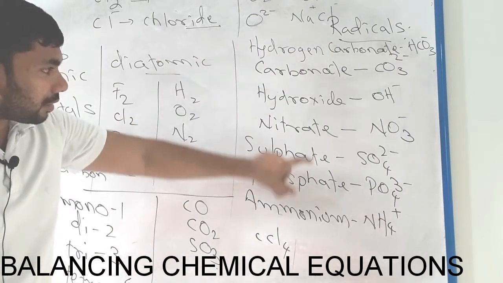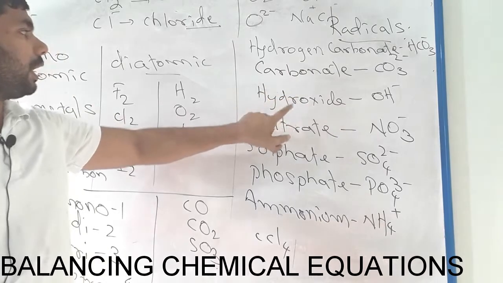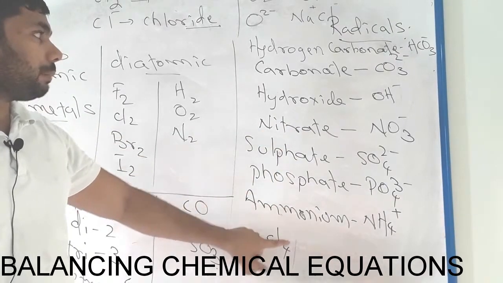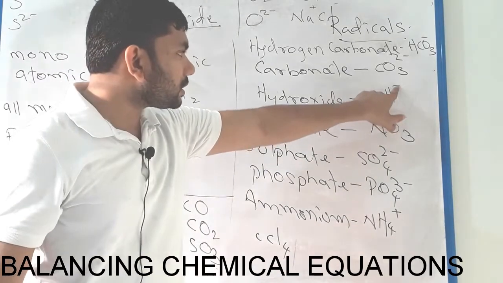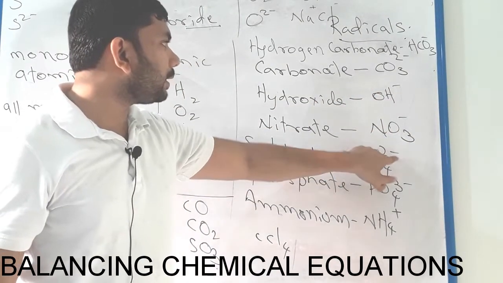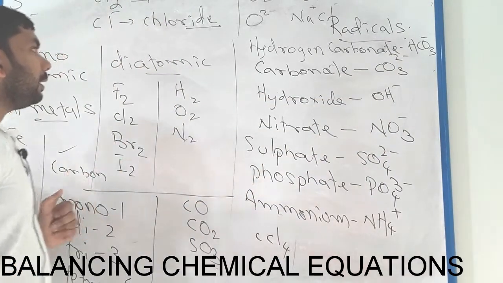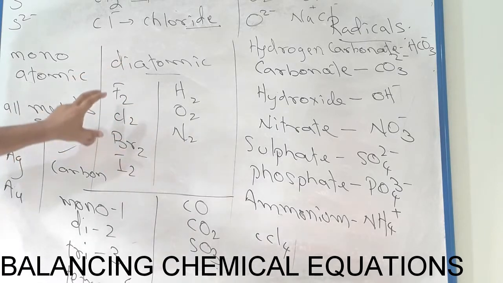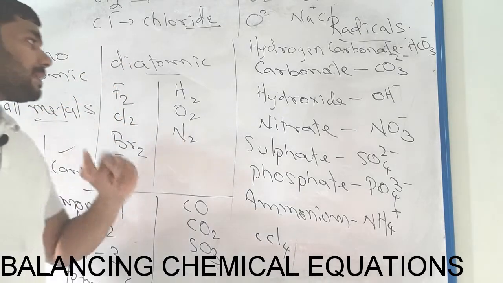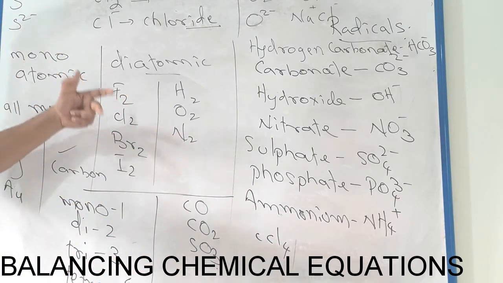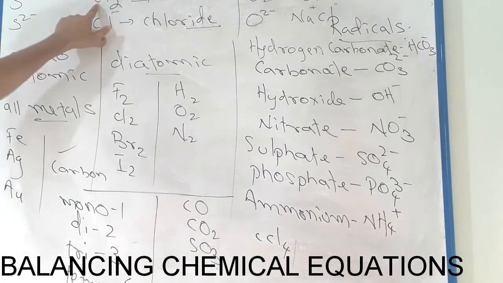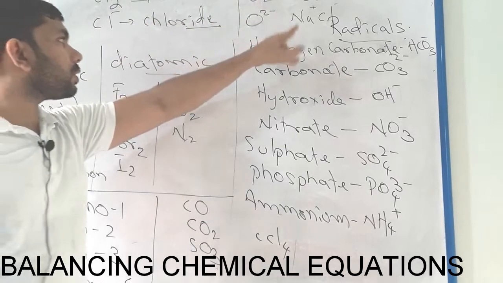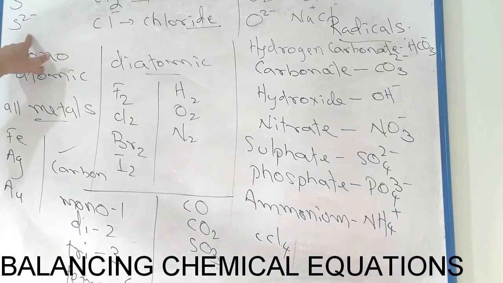So remember all these are radicals: hydrogen carbonate, carbonate, hydroxide, nitrate, sulfate, phosphate, ammonium. Memorize this, and also their charges: OH minus, SO4 2 minus, CO3 2 minus. Also monoatomic elements and diatomic elements. For balancing chemical equations we have to remember which elements are diatomic. And remember mono means 1, di 2, tri 3, tetra 4. Here Cl2 chlorine, chloride, oxygen, oxide, nitrogen, nitride, sulfur, sulfide. Clear?